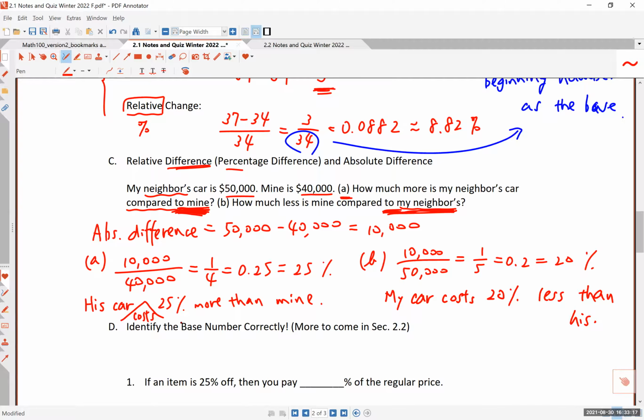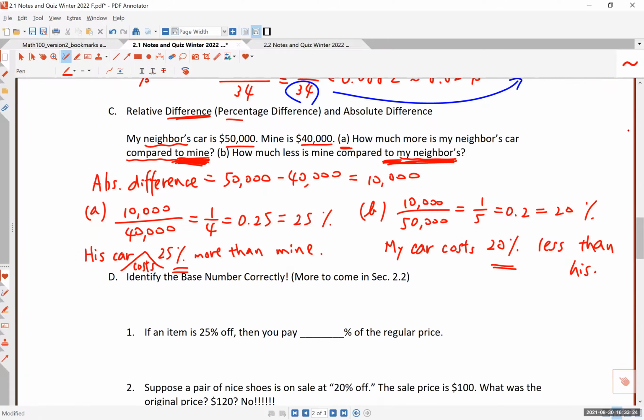Because the percentage is different. Why is this 25% for part A, but 20% for part B? Well, because the base is different, and that's because the reference for the comparison is different. For part A, the reference was my car. For the second part, the reference is the price of my neighbor's car.